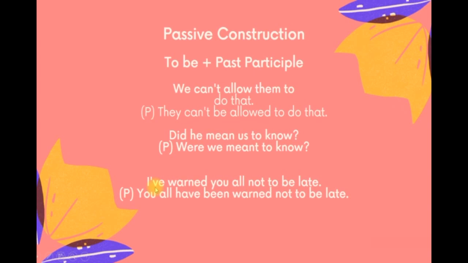The last example: I've warned you all not to be late. Here, the tense used in this sentence is present perfect. I have warned. It is indicated by the auxiliary have and then followed by the past participle. To make it into a passive sentence, you will need to put the object into the subject in the passive construction. Here we have you as the object and then it changes into you as the subject. And then followed by the auxiliary for present perfect.